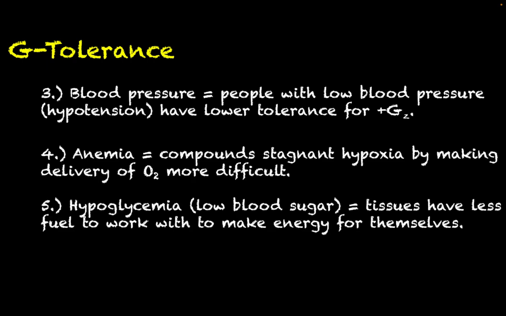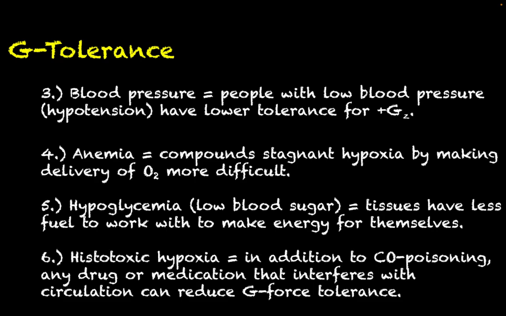Someone who is hypoglycemic, meaning they have low blood sugar, means that tissues in the body will have less fuel to work with to make energy for themselves. And this is especially true for the brain, because the cells of the brain can only work on blood sugar. That is the only fuel that they like to work with.